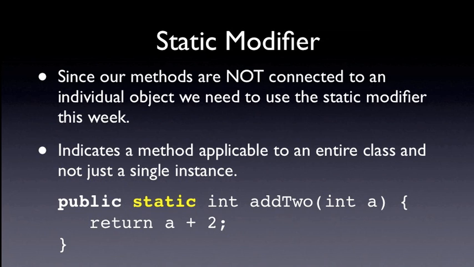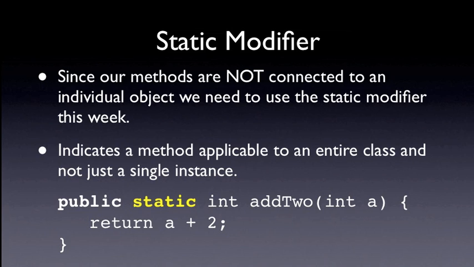The next item is the static modifier. Because the way the book teaches this, we are building methods that are not attached to a specific instance of an object. In other words, if you have a car object and I say drive, when I set that behavior in motion, your car object's going to go up the road. My car object will stay put. Next week we'll look at how to tie methods to specific objects.